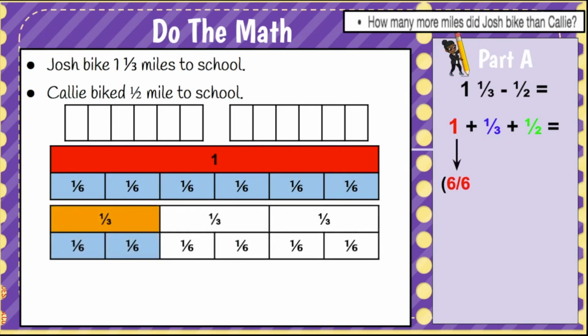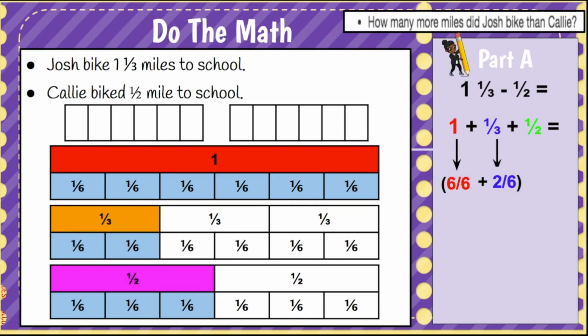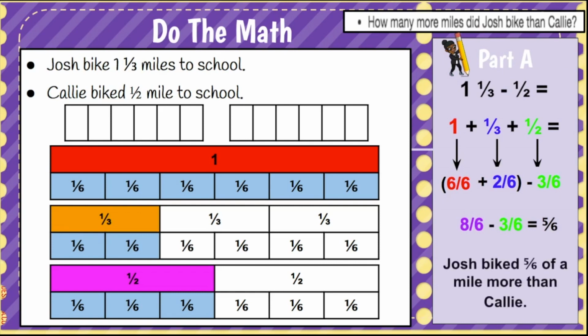Thirds have 3 equal parts to make 1 whole, and it takes 2/6 to be equivalent to 1/3. 3/6 is equivalent to 1/2 because 3 is half of 6, and fractions equivalent to 1/2 follow that pattern of the numerator being half the denominator. So now that we have 6/6 plus 2/6 equals 8/6, we subtract 3/6 from 8/6 to get 5/6. Josh biked 5/6 of a mile more than Callie.